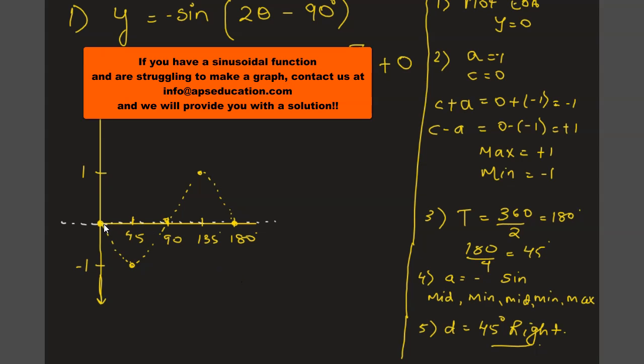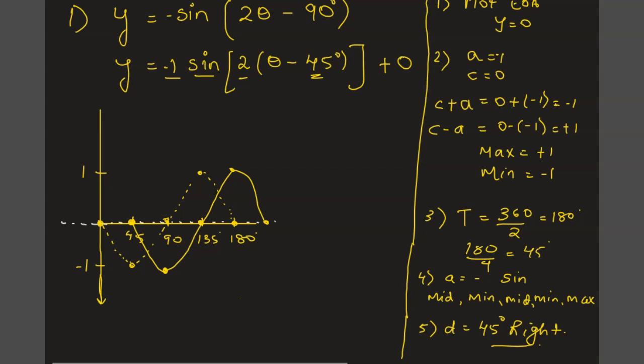We'll move every point: the midpoint, instead of at 0, will now be at 45. The min point, instead of 45, will now be 90. This will move 45 degrees right, this will move 45 degrees right, and this will further move 45 degrees right. So your final graph would look like this. And this is how we make transformed function graphs when the function is a sine function.